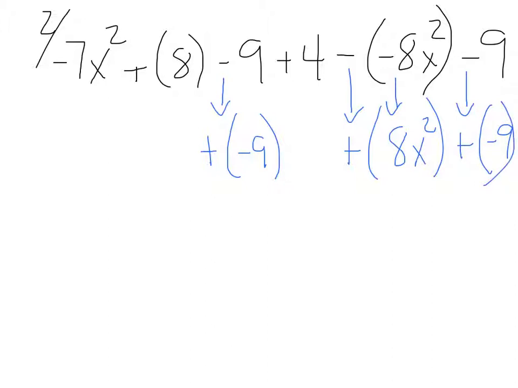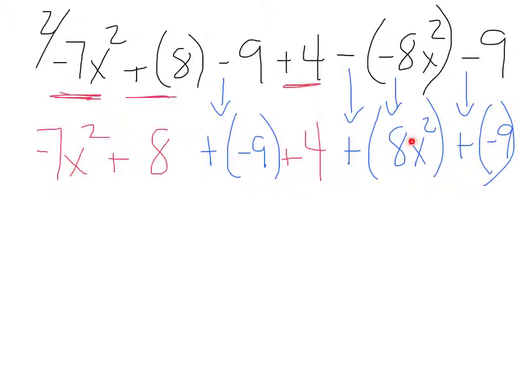Alright, what happens to everything else? Well, this one stays the same. This one stays the same. And this one stays the same. Alright, now combine like terms. Here we go. We'll do the x squared. Do I see x squared? I see x squared. I see x squared here.